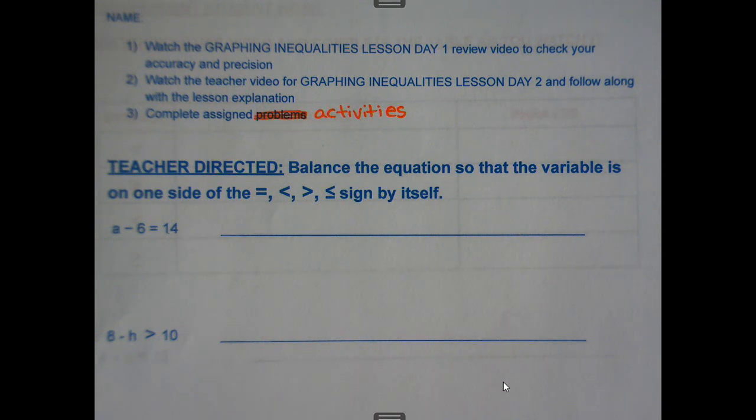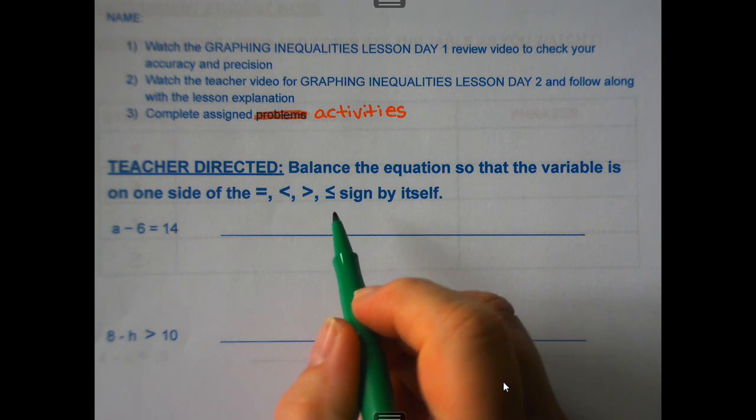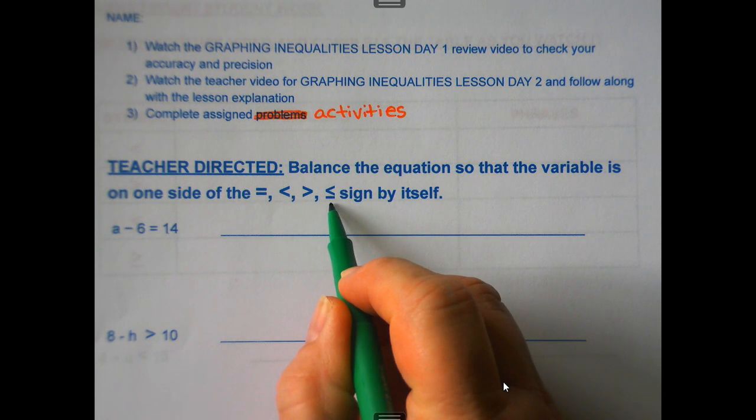All right, we're back for Graphing Inequalities Day 2. This is the second thing that is on your to-do list for today's lesson. I'm hoping that you watched the review video so that you could see if you were on the right track with solving these problems and graphing the results. Today we're going to be adding a little bit of a challenge because we have another sign, if you notice right here. This is the less than or equal to sign.